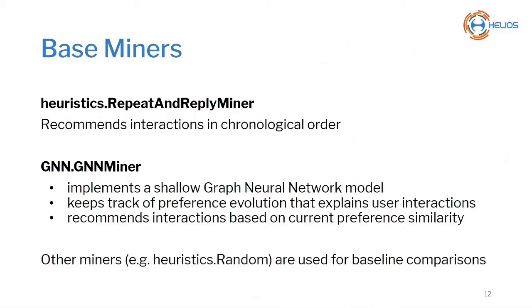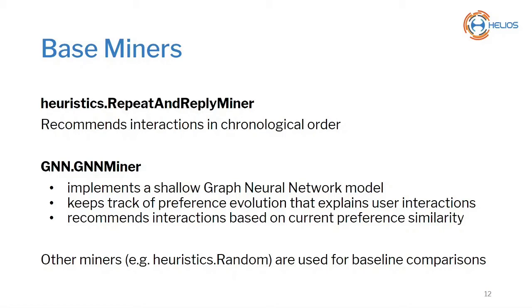and receiver. We now look at miners that extend the Social Graph Miner class. The first one is called Repeat and Reply Miner and recommends all their interactions based on their chronological order. Other heuristics can also be found in the Social Graph Mining module, but this one closely mimics who users currently place their attention to. The second is called GNN Miner and aims to discover drifts in user preferences. Effectively, this miner is preferred for recommending recurring interactions.